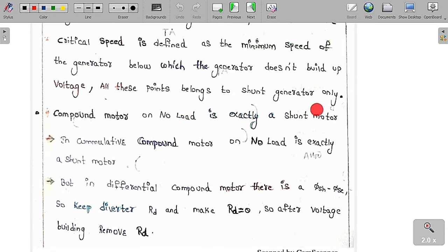All these points belong to the DC shunt generator only. So what are the concepts that I have taught up to now? It is only up to the DC shunt generator.